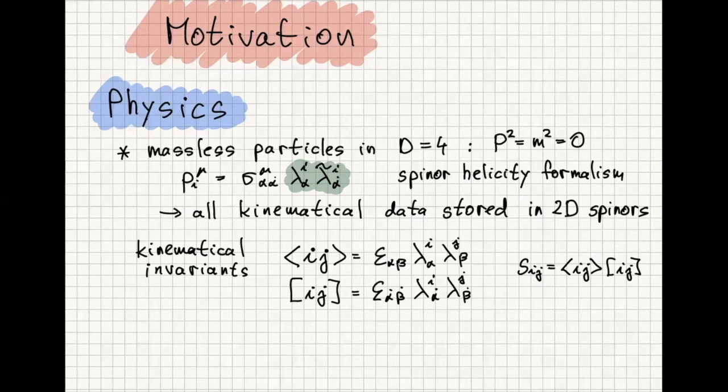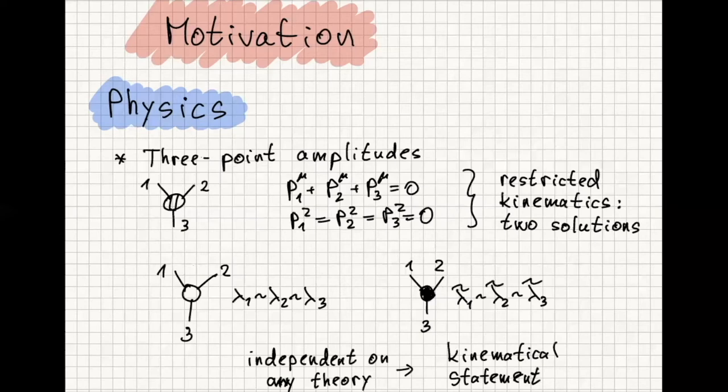So in any case, in the end, it boils down to the fact that all information about the physics is given by 2 sets of spinors, lambda and lambda tilde, 2-dimensional spinors. And for each particle, we have 1 spinor of each type. And using these spinors, we can build some kinematical invariants called angle and square brackets, which are just epsilon contractions of these spinors for 2 different particles. So these will be the objects that you will later see in some of the formulas.